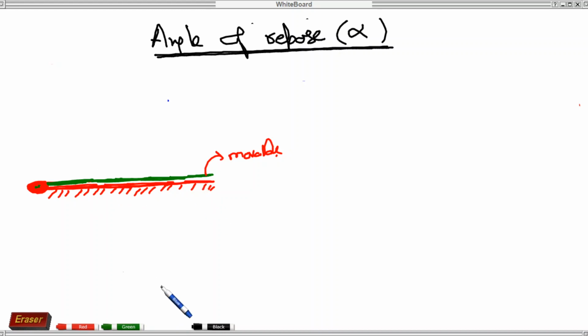This one is fixed on earth, and this one is movable, and some block is kept on this. Like here is some friction. I'm not applying any force, nothing is applied on it. Now everything is fine. It's in state of equilibrium.